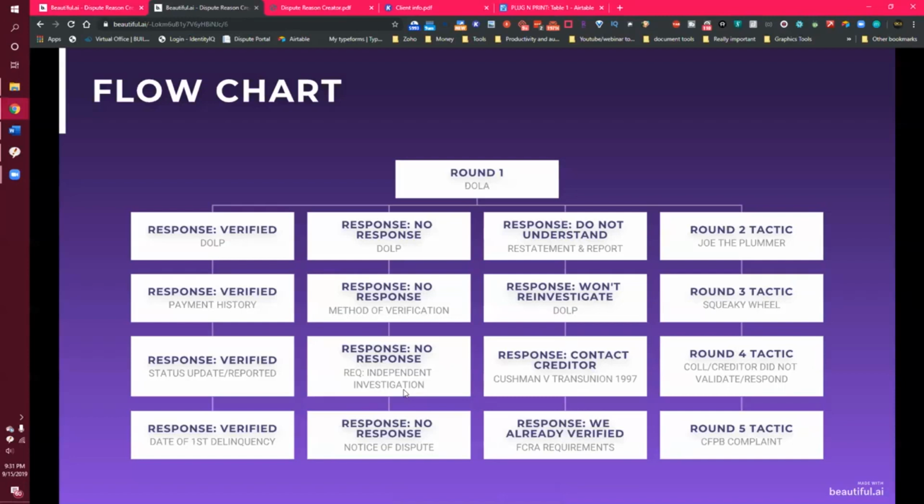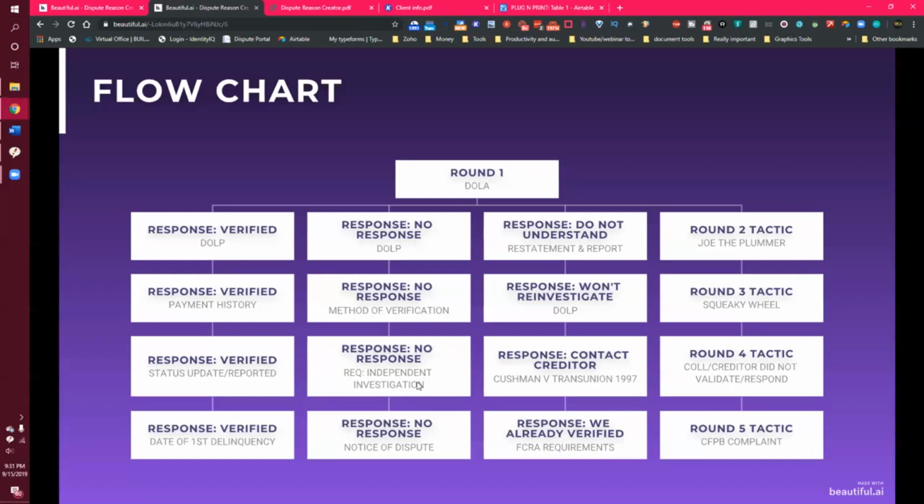All right. So if we go one more over to response contact creditor, you're going to see Cushman versus TransUnion from 1997. Go and get a copy of that. Go and get a copy of it. Every single person that does credit needs to know about very specific lawsuits, okay? You're not going to use this in your letter, but the entire point for this request for independent investigation is the fact that Congress states that there must be, okay, let me back up a second.